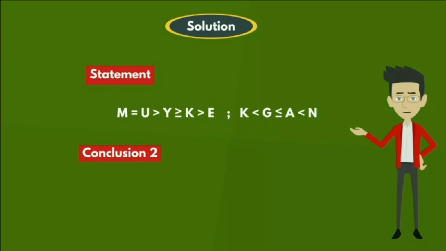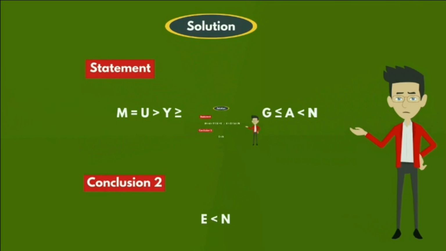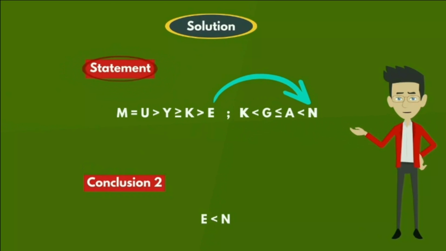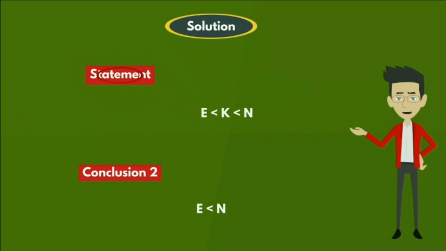Conclusion 2, E less than N. Here in the statements, we don't have a direct relation between E and N, but we can combine these statements. Here we have a relation from E to K and K to N. So we will get a relation from E to N. Here in this statement, K less than N. So here E less than K less than N.